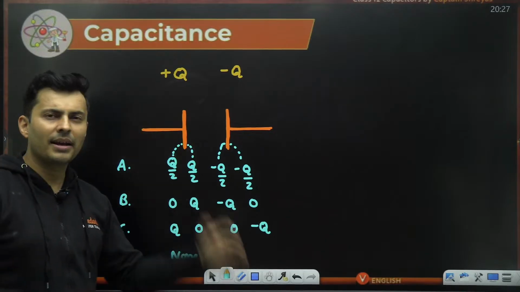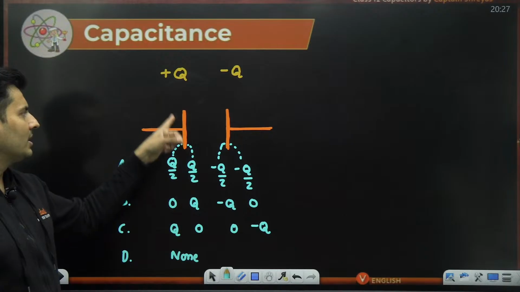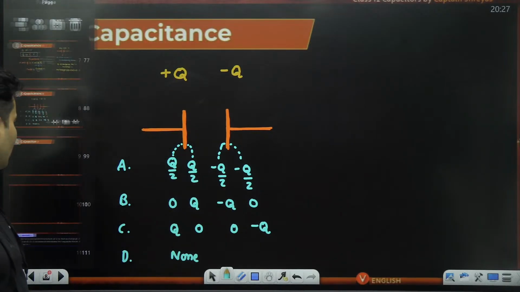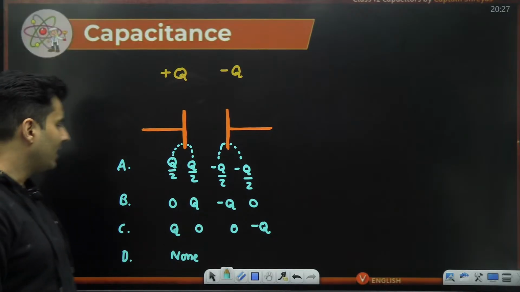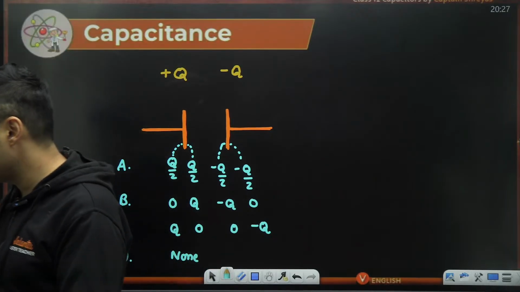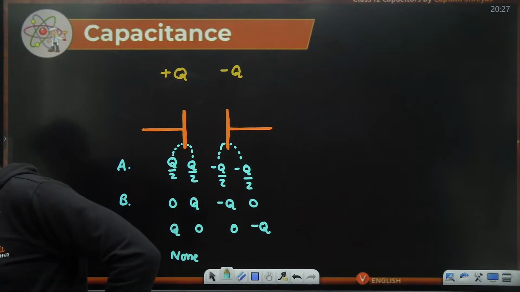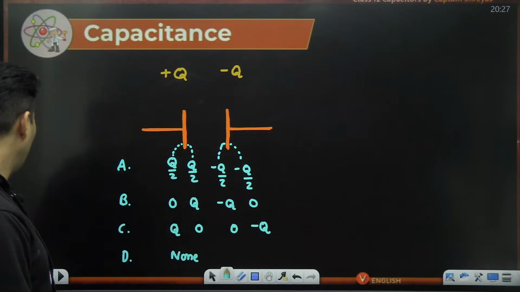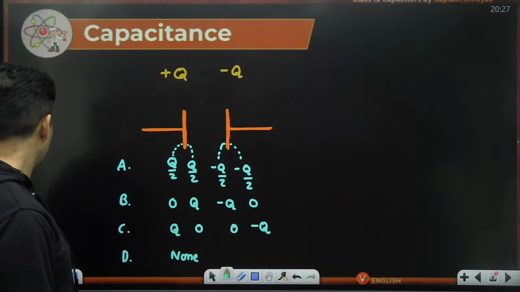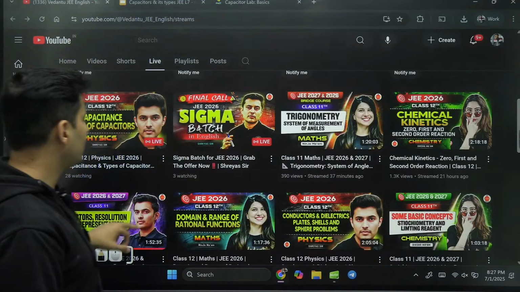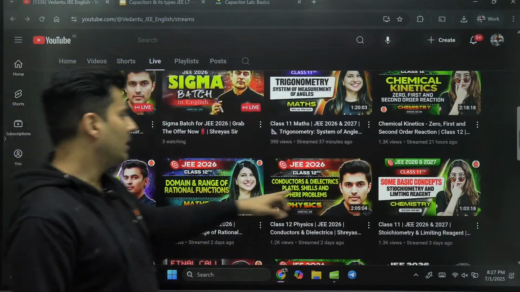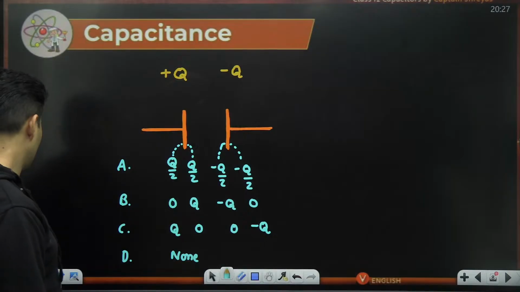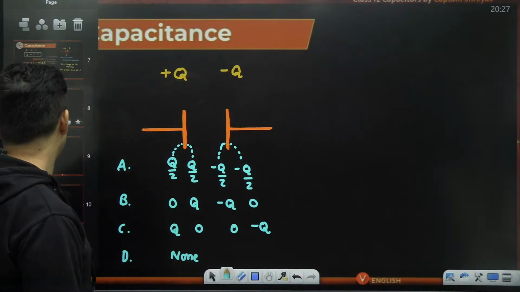What do you think is the right answer for this? What kind of configuration will you get if this plate has positive Q, this plate has negative Q charge? Which of the configurations should you get? Come on, everybody spam the answer in the chat box, A, B, C, or D. Everybody, come on, think about it. I have taught you how plates work when charged in this particular lecture: conductors, dielectrics, plates, shells, sphere problems. If you have attended that class, this shouldn't be such a big issue at all.